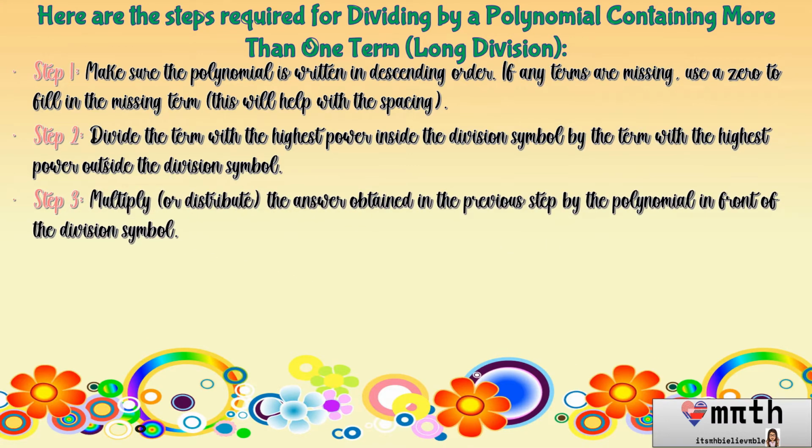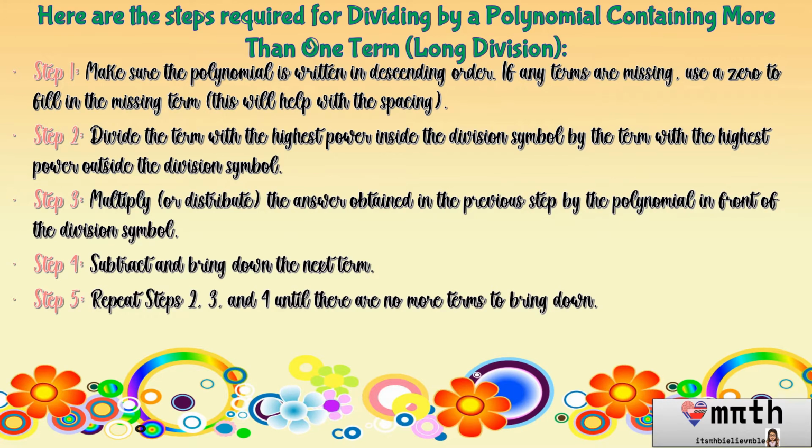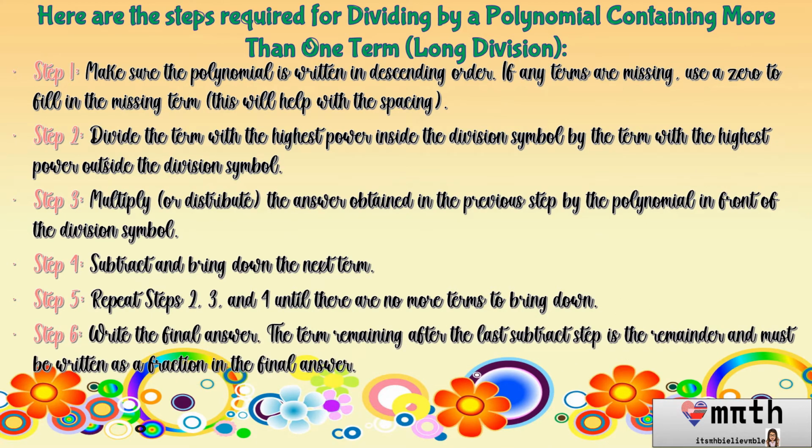Step 3. Multiply the answer obtained in the previous step by the polynomial in front of the division symbol. Step 4. Subtract and bring down the next term. Step 5. Repeat steps 2, 3, and 4 until there are no more terms to bring down. Lastly, step 6, write the final answer. The term remaining after the last subtract step is the remainder and must be written as a fraction in the final answer.